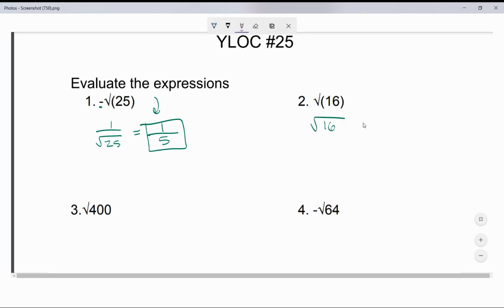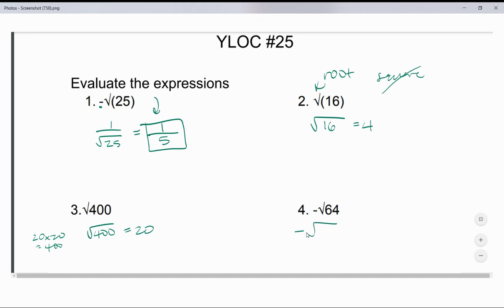Well, square is 16. Root 16. Why did I say square? This is a root, not a square. Root of 16, that is just 4. Okay. Root of 400. Well, 20 times 20 equals 400, right? So this would be 20.